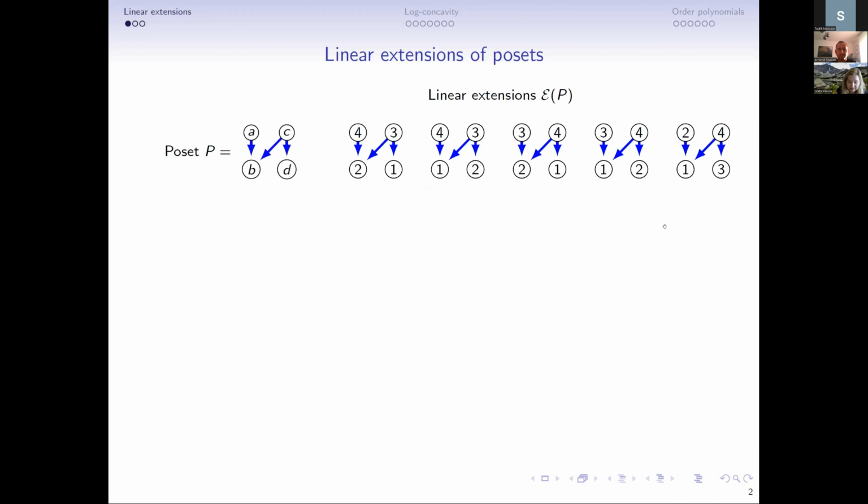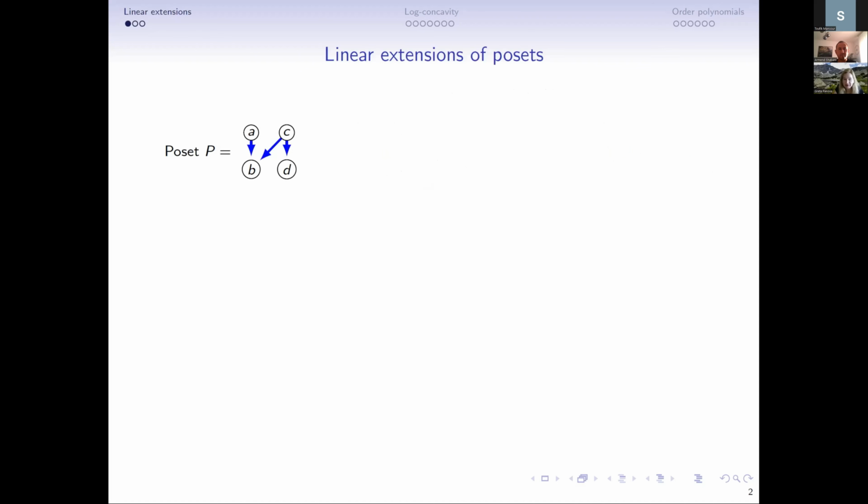Okay, so we all know in combinatorics what partially ordered sets are. This is a set of elements, in this case A, B, C, D, and some partial order between them. So we know that A is bigger than B, C is bigger than B, C is also bigger than D here, but we don't have any other restrictions.